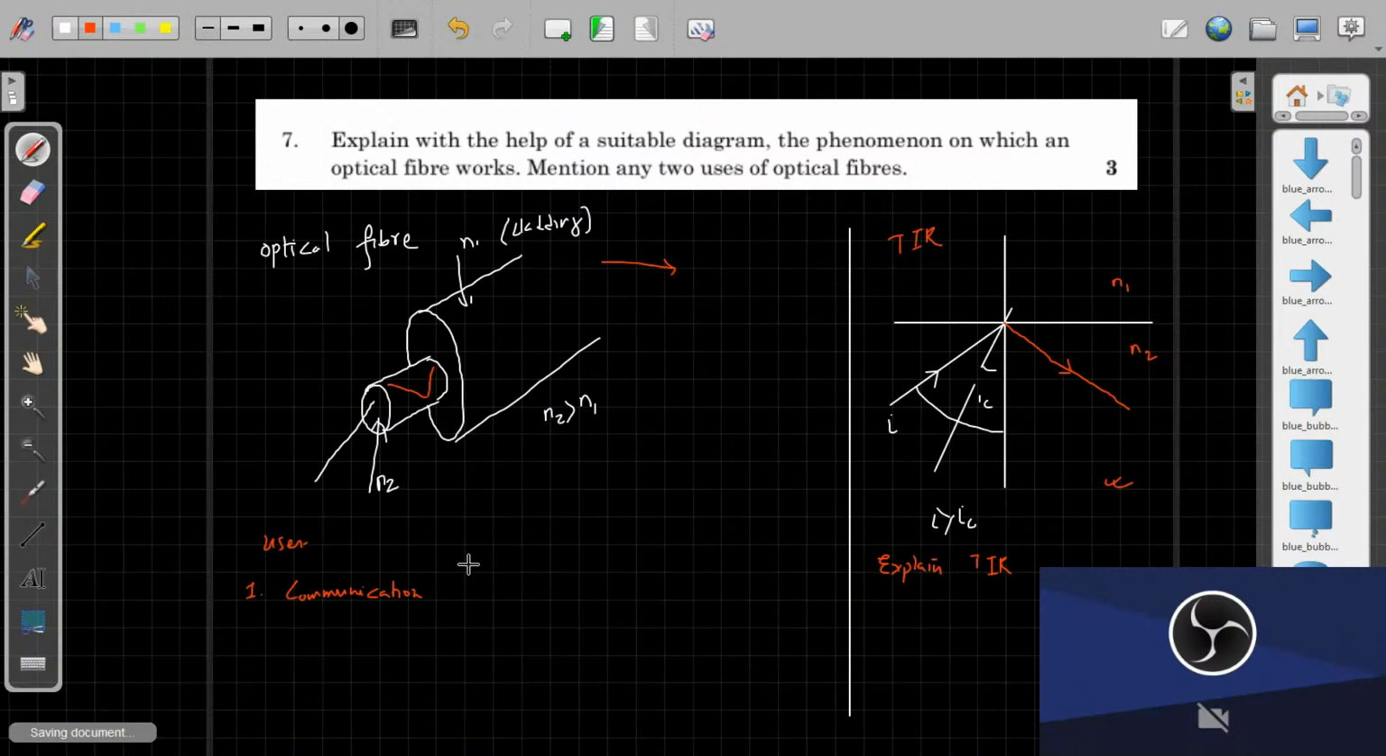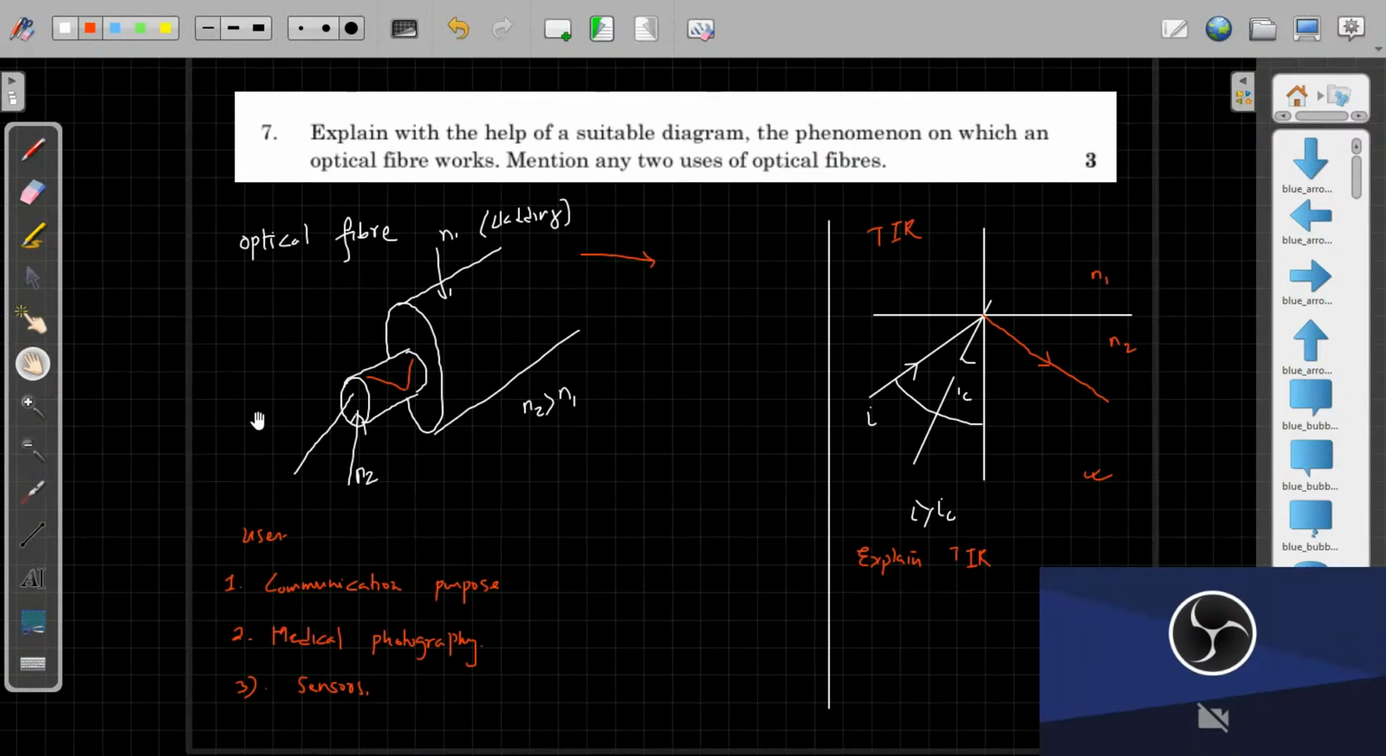It is working on this communication purpose. It is used in medical photography inside the human body. Then they are used in many cases as sensors, light sensors. So these are different uses of optical fiber.